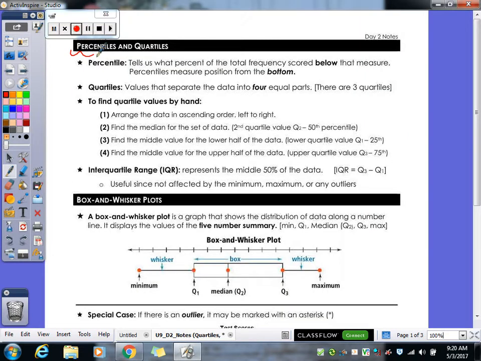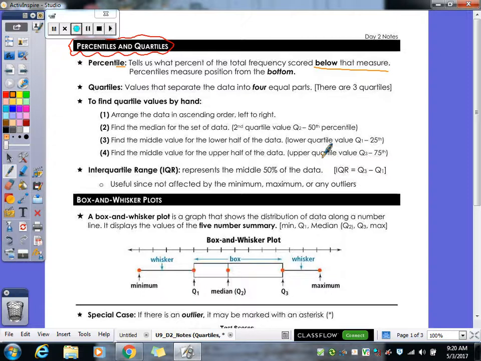Alright, so today, first thing we're going to start talking about are percentiles and quartiles. We haven't actually heard those words yet, but it's very similar to your percents, although a percentile, as soon as they add those last three letters, ILE, to it, it then means that it's comparing you to some people. So a percentile tells us what percent of the total frequency scored below that measure. Percentile measures from the bottom.